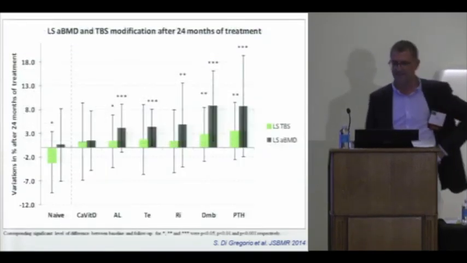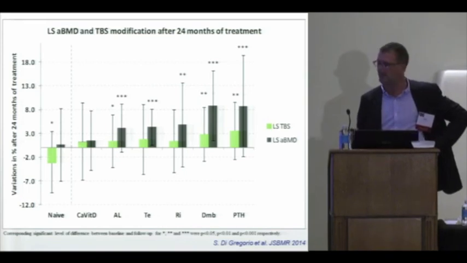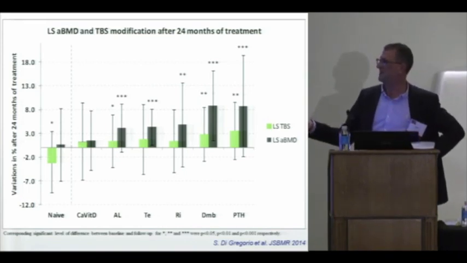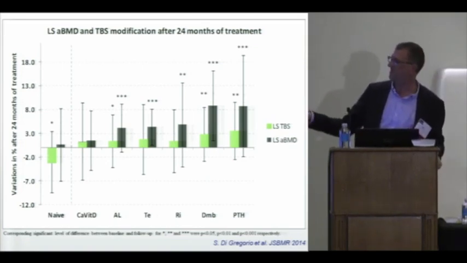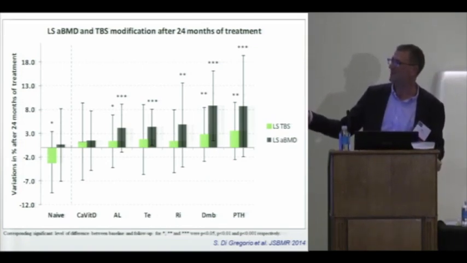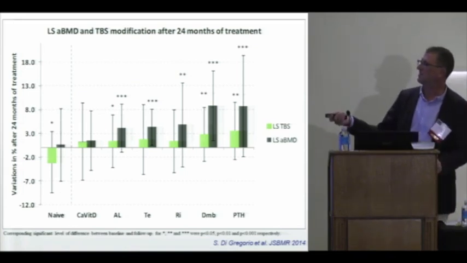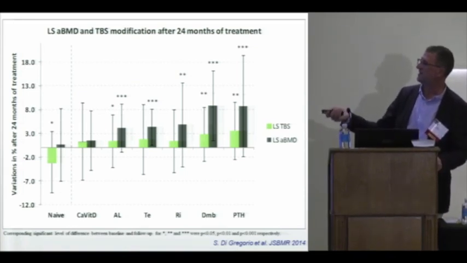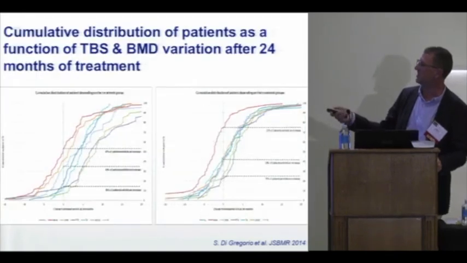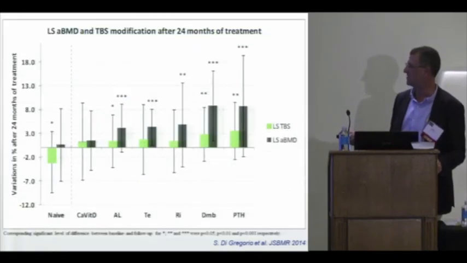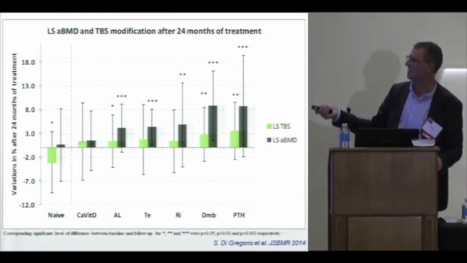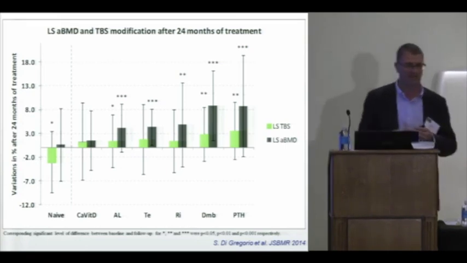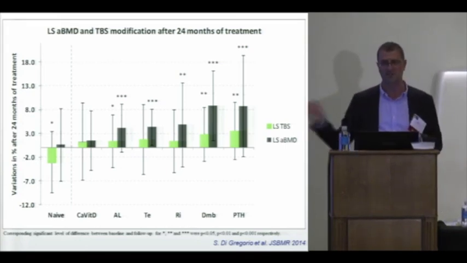And what they found is pretty much what we found with the other studies, in the sense that the naive group is losing TBS, is losing structure, while the spine BMD was slightly increased by artifact. Calcium vitamin D was really a maintenance, and the rest was positive maintenance. When you go to anabolic, then you go much higher, and you have again about 4 or 5% for teriparatide. So it seemed to combine in another independent study to show pretty much the same thing.